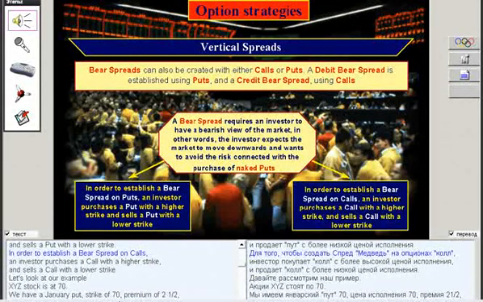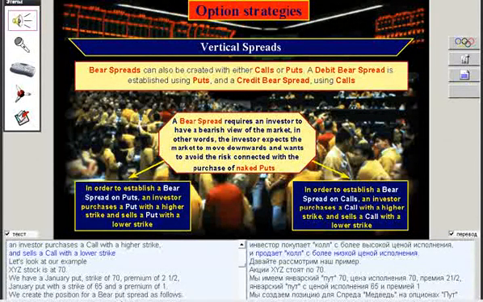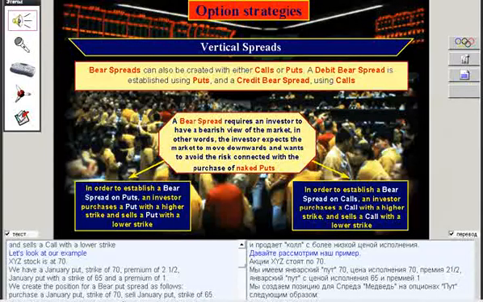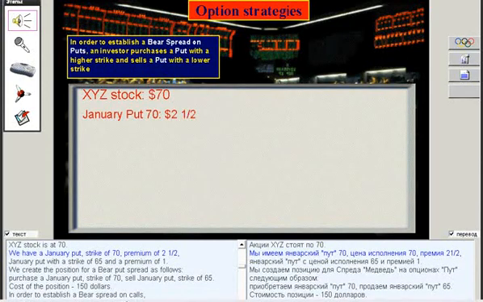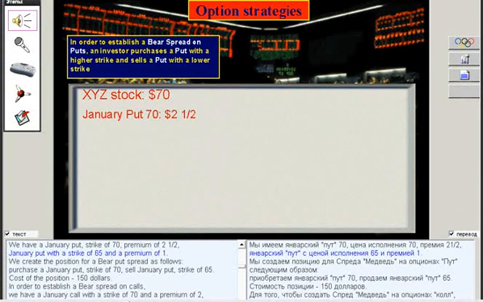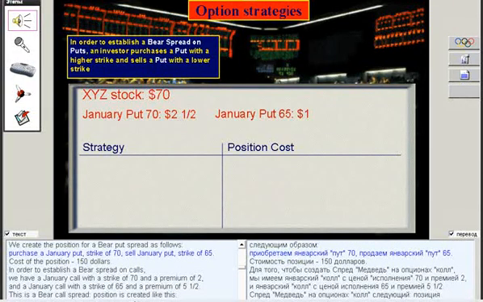In order to establish a bear spread on calls, an investor purchases a call with a higher strike and sells a call with a lower strike. Let's look at our example. XYZ stock is at 70. We have a January put, strike of 70, premium of 2.5, and a January put with a strike of 65 and a premium of 1. We create the position for a bear put spread as follows. Purchase a January put, strike of 70, sell a January put, strike of 65.